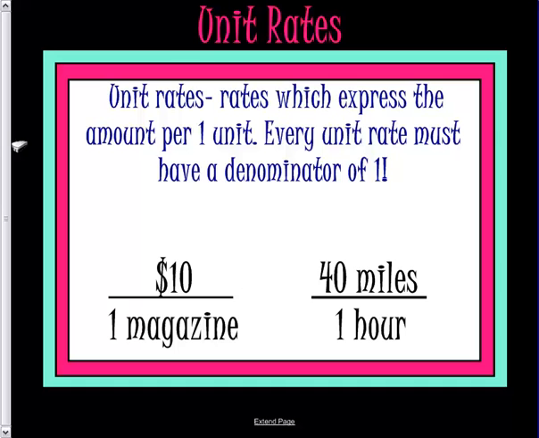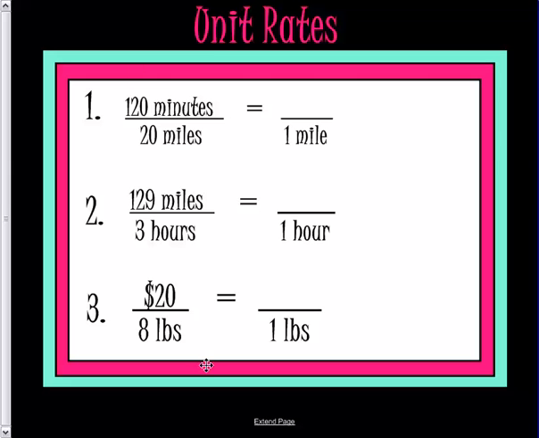So unit rates, again, express the amount per every 1 unit. $10 for 1 magazine, 40 miles for 1 hour. Every unit rate must have a denominator of 1. So if we were trying to do this one, 120 minutes for 20 miles, and we want to know how many minutes for 1 mile, we would divide by 20. So how many times does 20 go into itself? 1. That's the whole point of the unit rate. If I take 120 divided by 20, I get 6. So 6 minutes for every 1 mile.